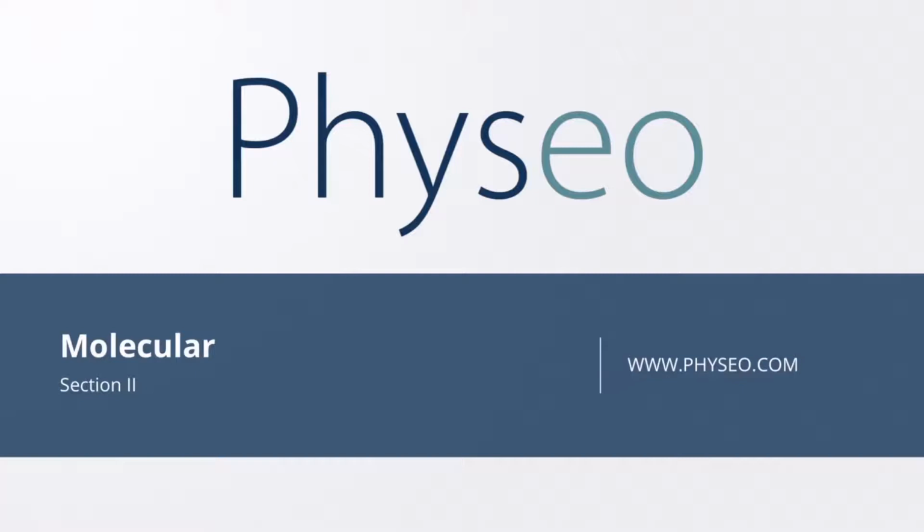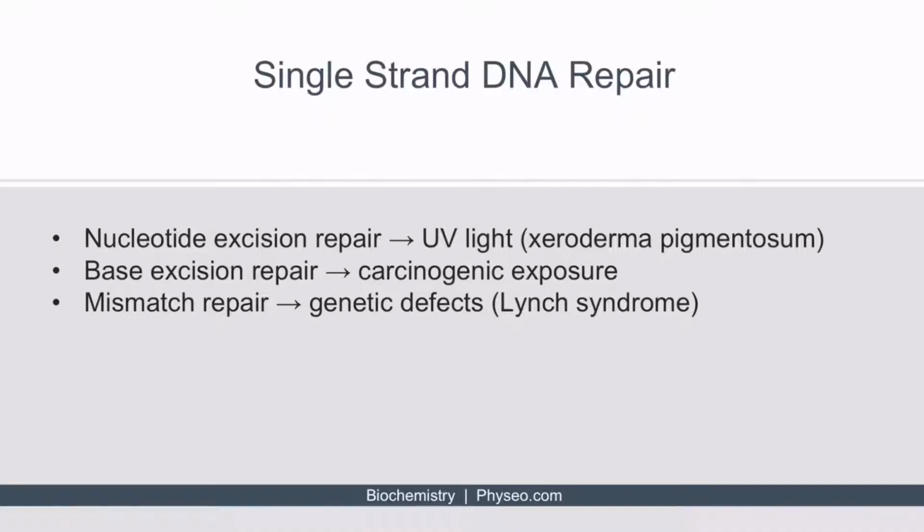Welcome to Section 2 of Molecular Biology. In this section, we'll be discussing DNA repair. Let's get started. There are two major categories of DNA repair, and these include single-strand DNA repair and double-strand DNA repair. Let's talk about single-strand DNA repair first.